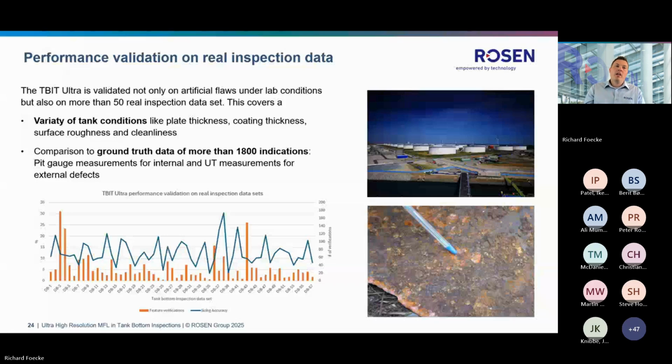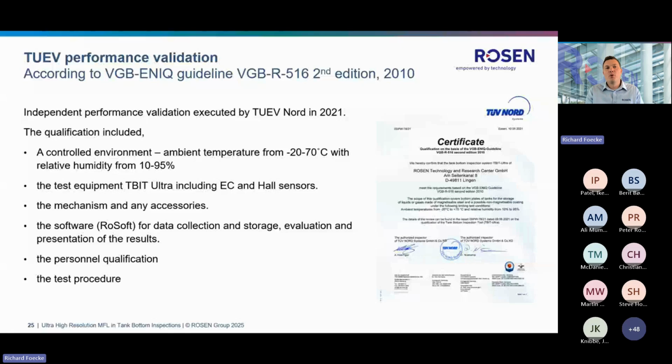However, we also said this is still not sufficient, because this was all done in-house by ourselves. We said it would be good to have a third party looking over our tools and processes and procedures. That's why we asked TÜV Nord to assess our performance according to the INIC guideline VGB R516, second edition, and this happened in 2021. They witnessed a couple of tests and granted the certificate that our T-Bit and the belonging procedures and personnel can hold what we specify.